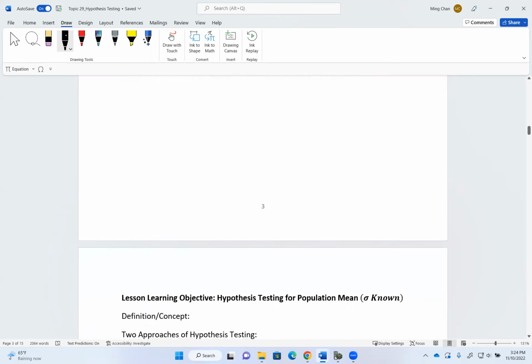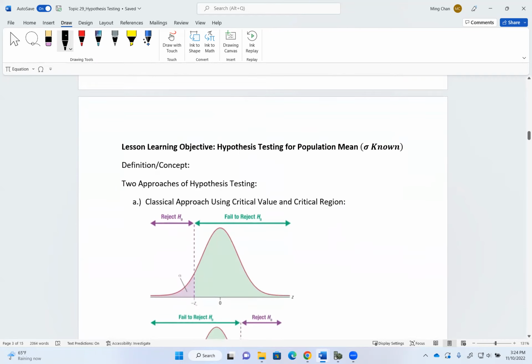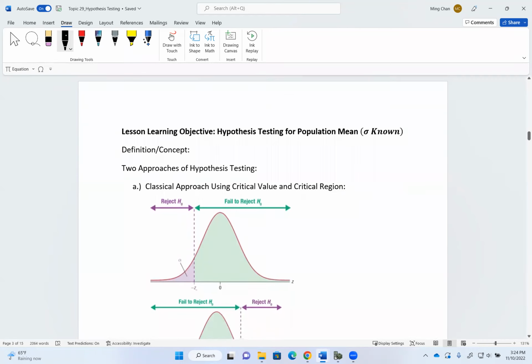All right, I know this video has a lot of examples with a lot of steps, so I'm going to make this video into two parts. I want to at least show you how to do one problem with hypothesis testing for the population mean, where sigma, the population standard deviation, is known.